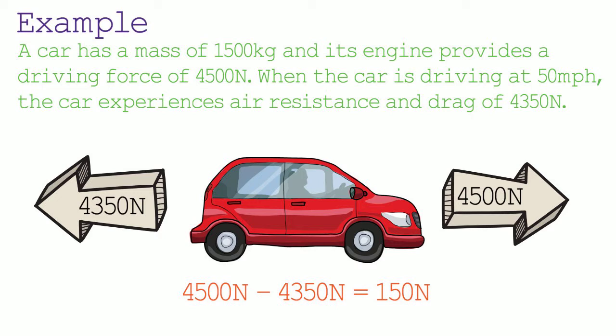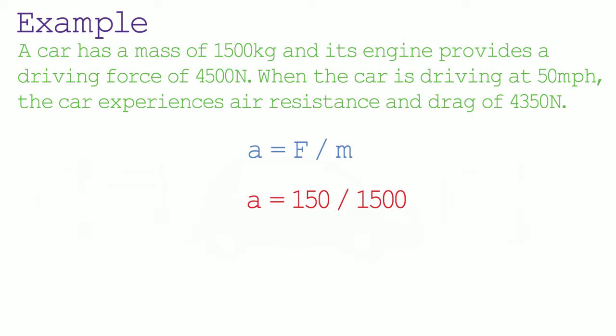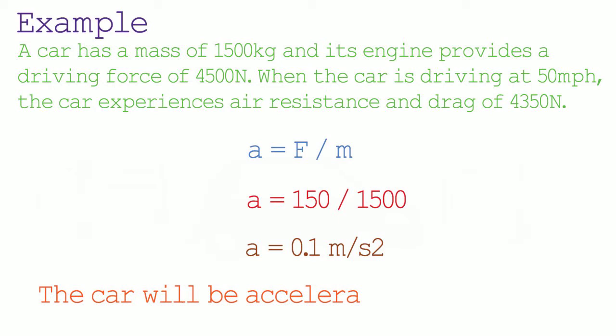As the resultant force is in the same direction as the direction that this car is travelling in, it means that the car is going to accelerate. So the answer for acceleration needs to be positive. As we now have the resultant force of 150 newtons, we can now work out the acceleration. The formula is a equals F over m. The resultant force is 150 newtons and the mass of the car is 1,500 kilograms. This gives us an answer of acceleration of 0.1 meters per second squared.